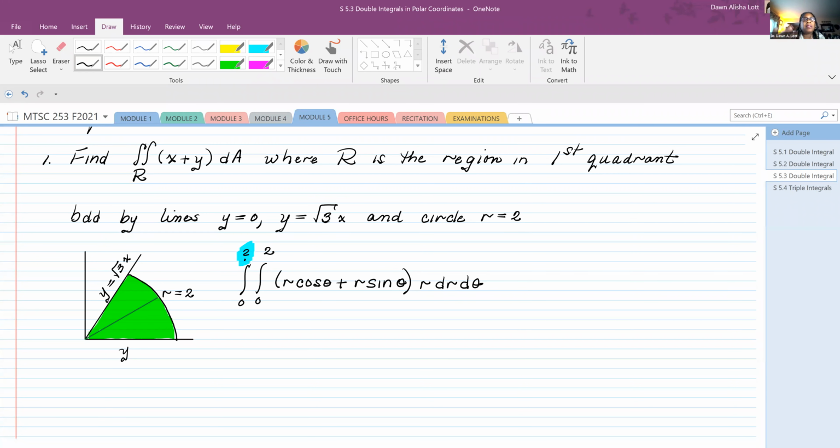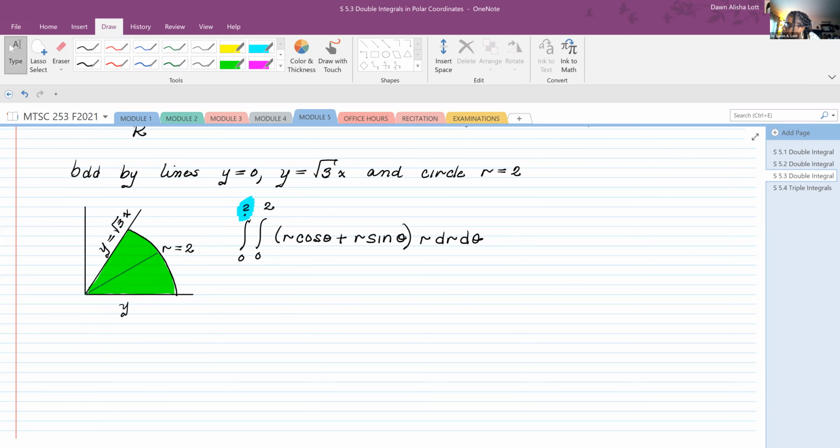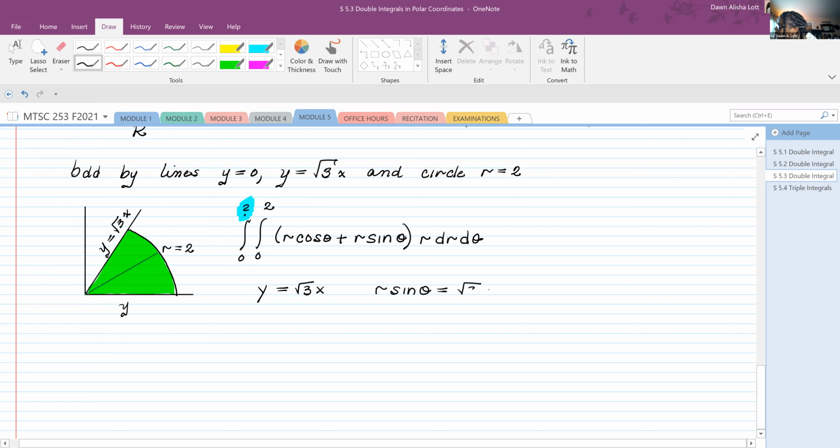That's not hard to figure out because we have y is equal to the square root of 3x. So that says r sine theta is equal to the square root of 3 times r cosine theta. If I divide, I get the tangent of theta is the square root of 3. So that says theta is pi over 3.